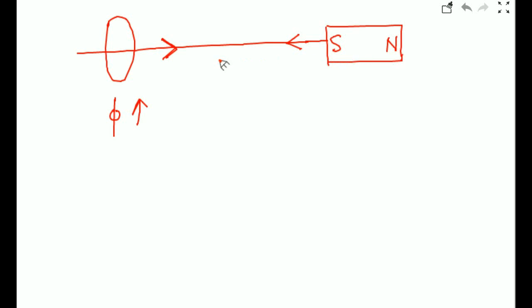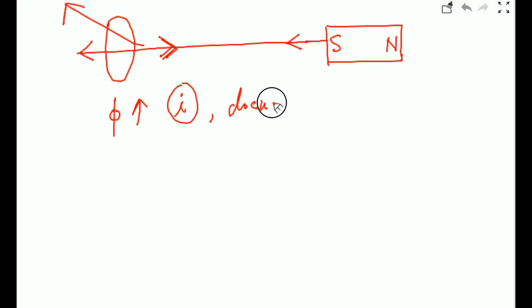If you have north, then the magnetic field will be in this direction. Now you have south, so the direction will be here. But flux is increasing, so due to the induced current, the magnetic field should be in this direction. So if the current I is clockwise, then you can see the magnetic field will be in this direction due to the current carrying coil.